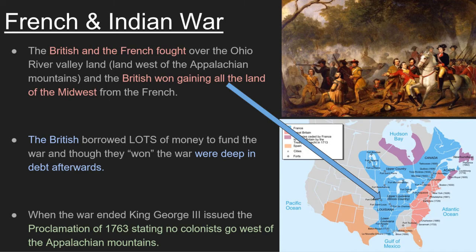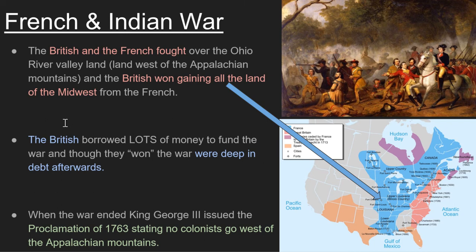Okay, first and foremost, the French and Indian War. It wasn't between the French and the Indians, it was between the British and the French. The British and the French fought over the Ohio River Valley land west of the Appalachian Mountains, you can see on the map here, and the British won this war, gaining all the land of the Midwest from the French.